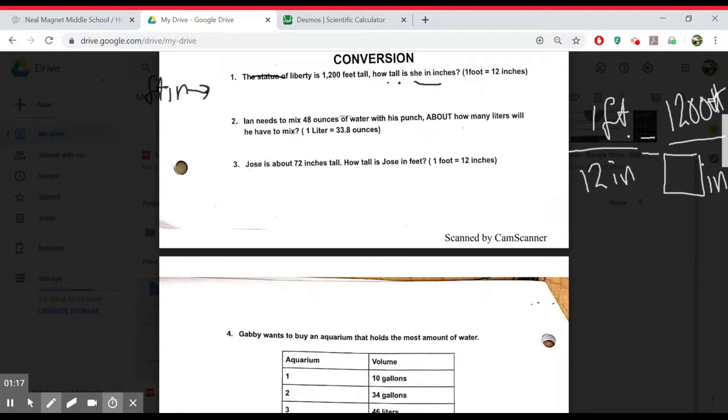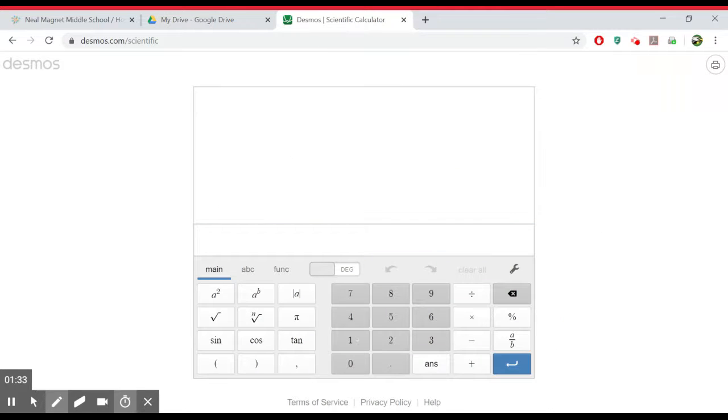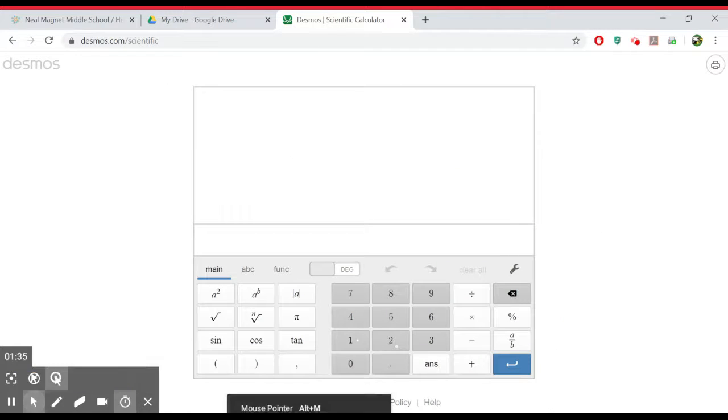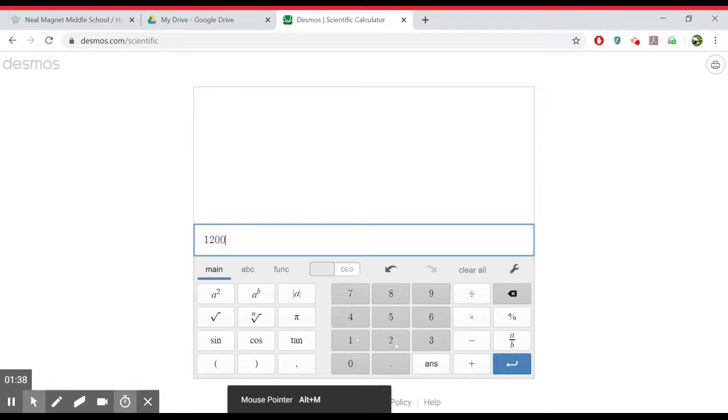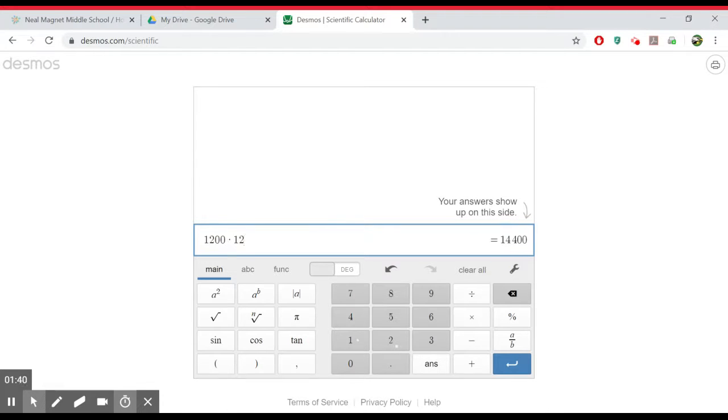Well, at this point, I don't know, but I can figure this out. I like to use the cross multiplication method. So we're going to first, step 1, cross multiply. And we're going to multiply across here. 1,200 times 12 is 14,400.